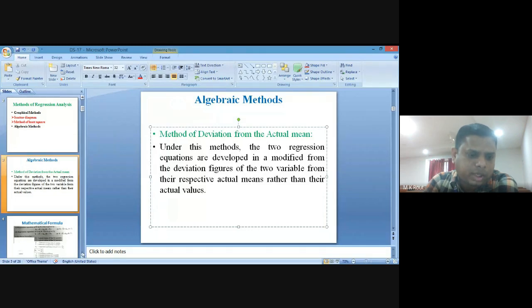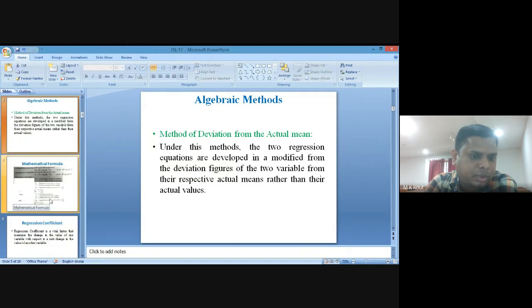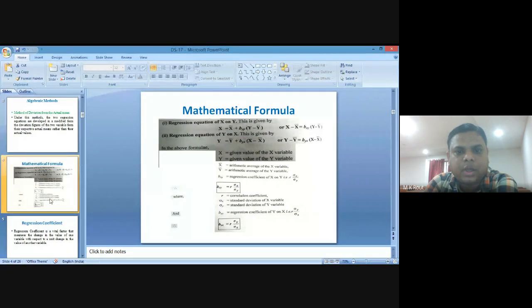So before solving, that means in this particular method, the method of deviation from the actual means. First, you have to write down the formula here. In the next slide, we have the formula. The regression equation of x on y. My advice to all of you, just note down the formula.